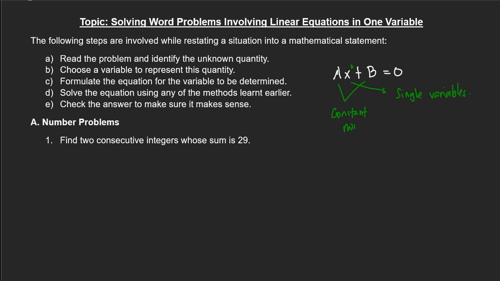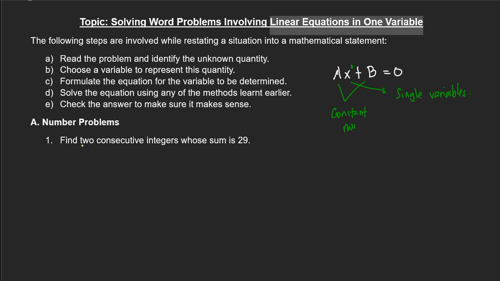So using your knowledge, of course, of solving single variable equations, you have already practiced solving real world or real life problems. So let's proceed and try to solve this simple problem under number problem. Now, we have here number one: find two consecutive integers whose sum is 29.